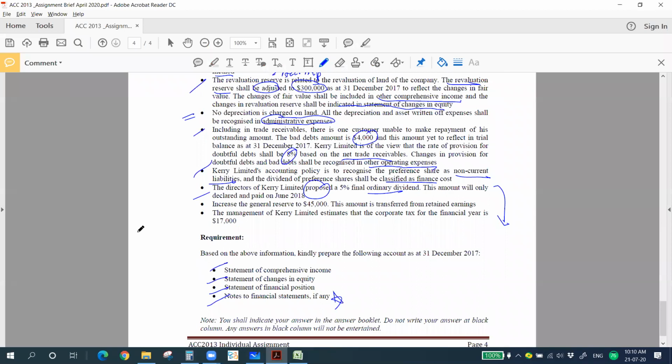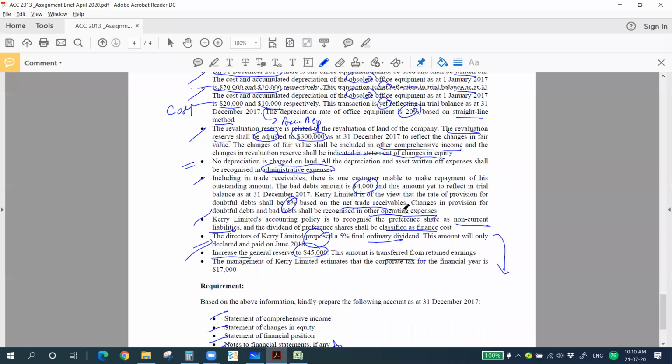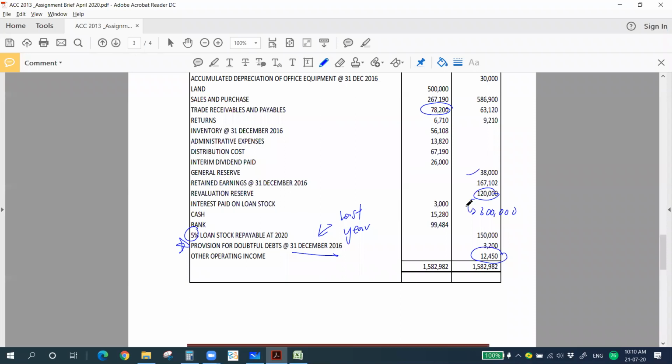This one also a common mistake. Increase your general reserve 45,000 to 45. No, it's not like transfer 45,000 to the general reserve. Increase. So this amount transfer from the retained earning. So what is the value of my general reserve now? The value of my general reserve now is 38,000.